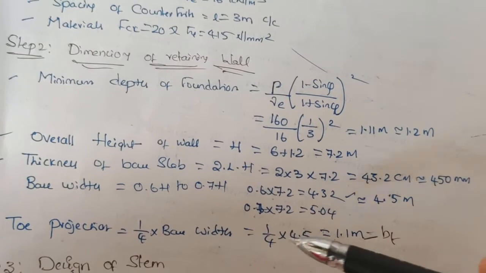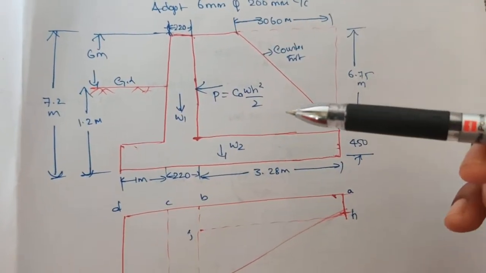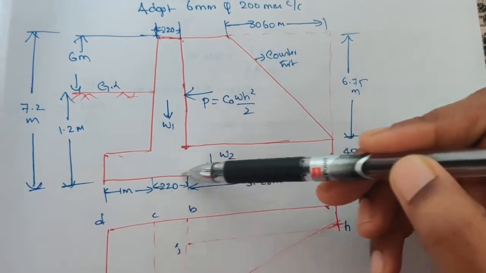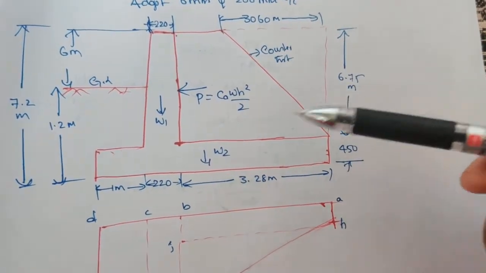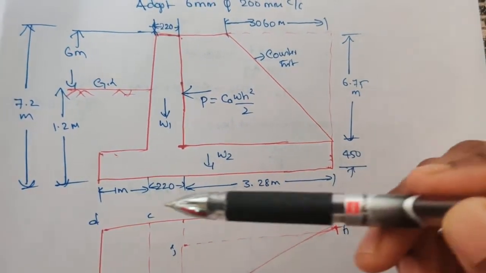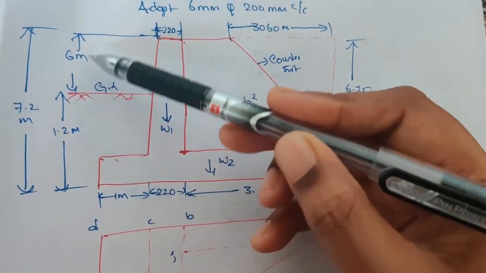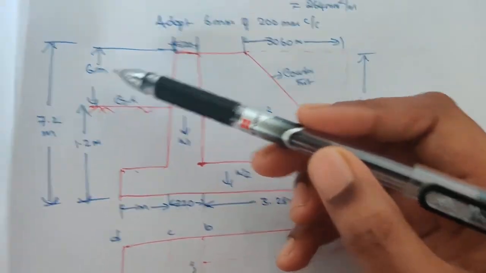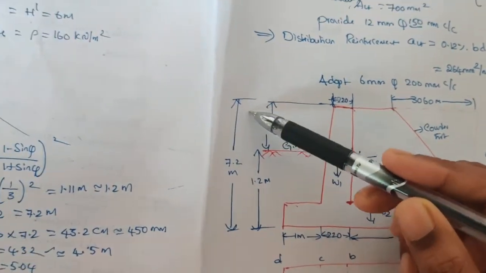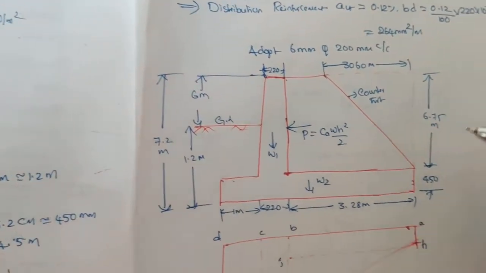So whatever dimensions we mention, we will mention in the diagram. As you can see here, this one is a counterfort retaining wall. This one is a stem, this one is a base slab, this one is the counterfort. This one is mentioning the toe projection, this one is mentioning the heel slab. So here toe projection 1.1, approximately 1 meter. So height of the wall above the ground level is 6 meters, and here depth of the foundation 1.2. Overall height is nothing but 6 plus 1.2, 7.2 meters.